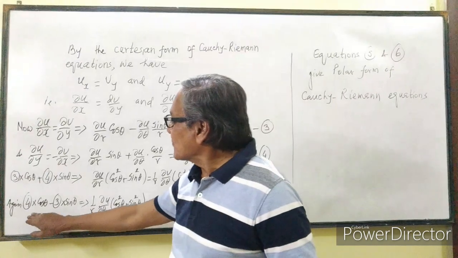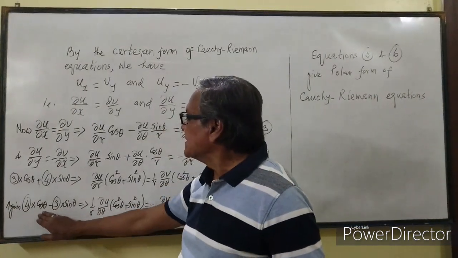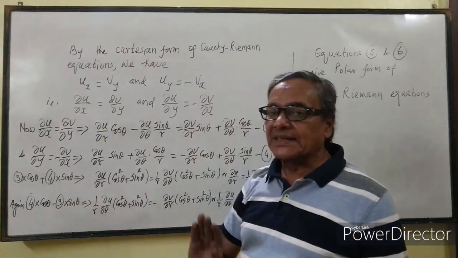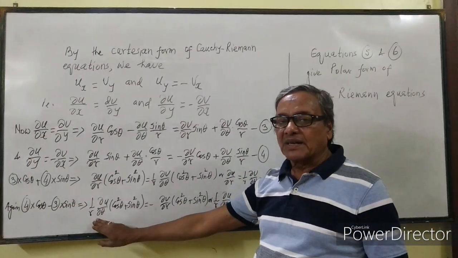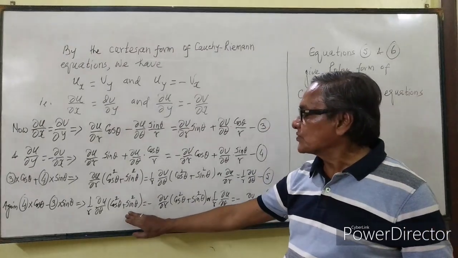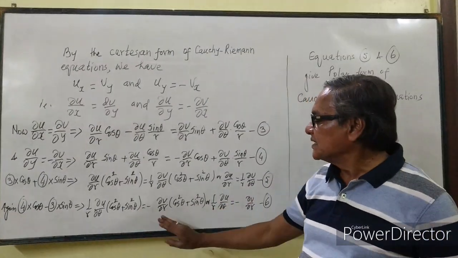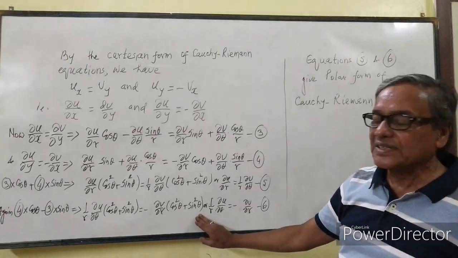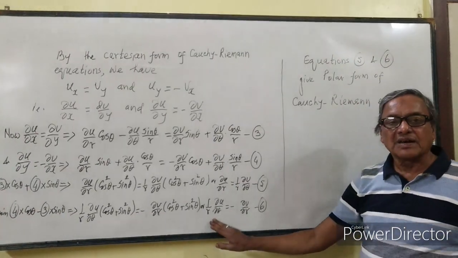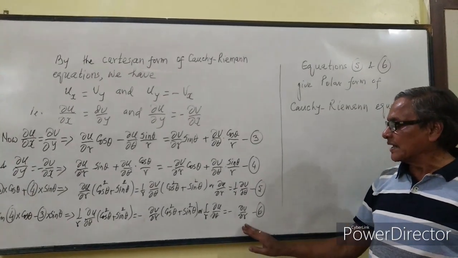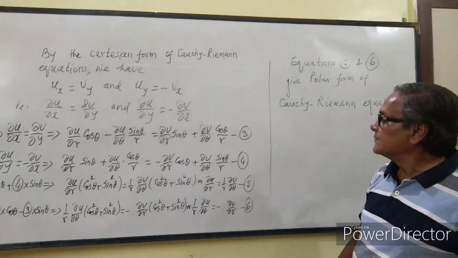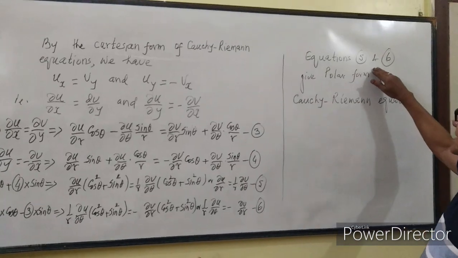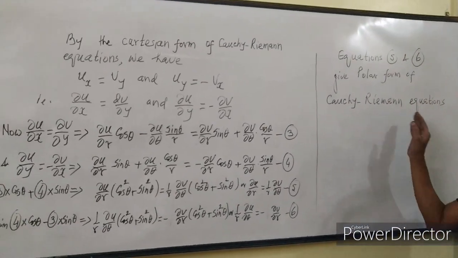Now we are operating on this equation: 4 multiplied by cos theta minus 3 multiplied by sin theta. This implies 1 by r del u del theta into cos square theta plus sin square theta equal to minus del v del r into cos square theta plus sin square theta, or 1 by r del u del theta equal to minus del v del r. These are equations 5 and 6. Equations 5 and 6 give the polar form of Cauchy-Riemann equations.